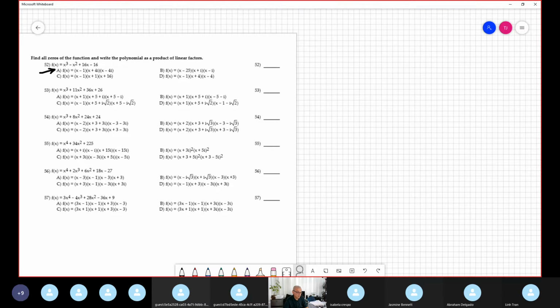53 now. 53 is x cubed plus 11 x squared plus 36x plus 26. Well, in this case it's a little bit different. This is 53. It's not obvious, it's not clear. It's confusing, at least for me.